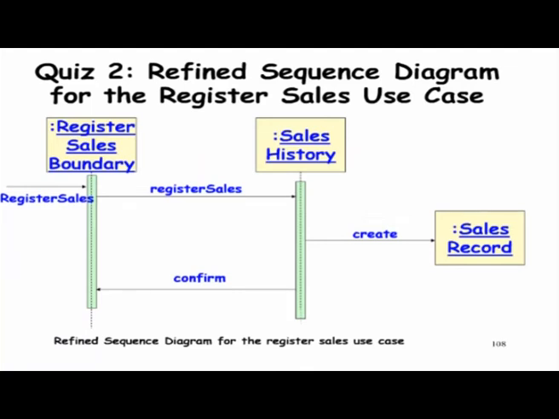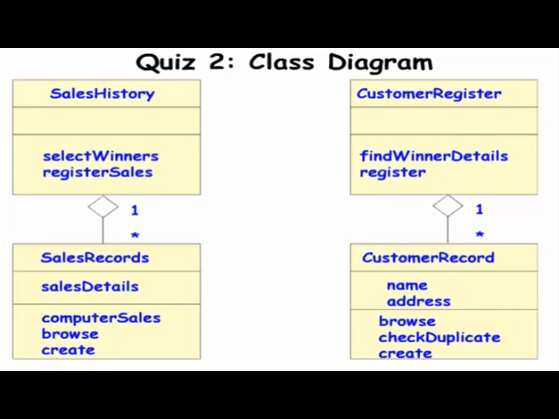That is the refined sequence diagram for the register cells, and then we would have the class diagram where the methods are populated. You can look at the sequence diagram and populate the methods ourselves. If you are using a CASE tool, it will automatically be done.